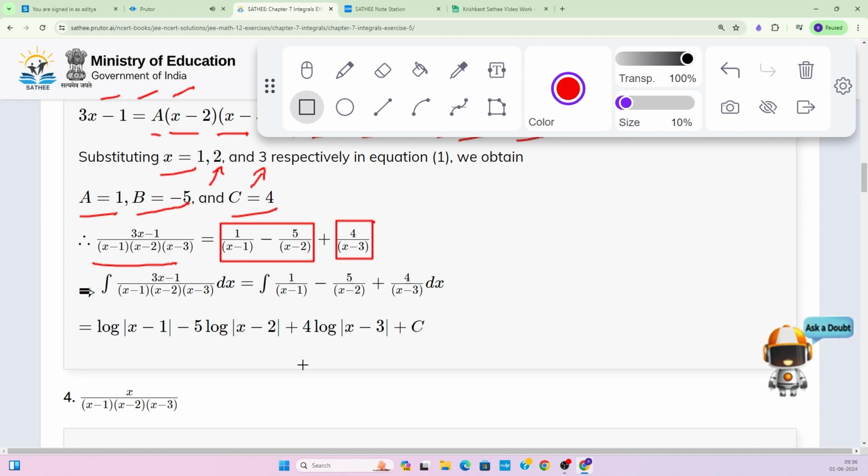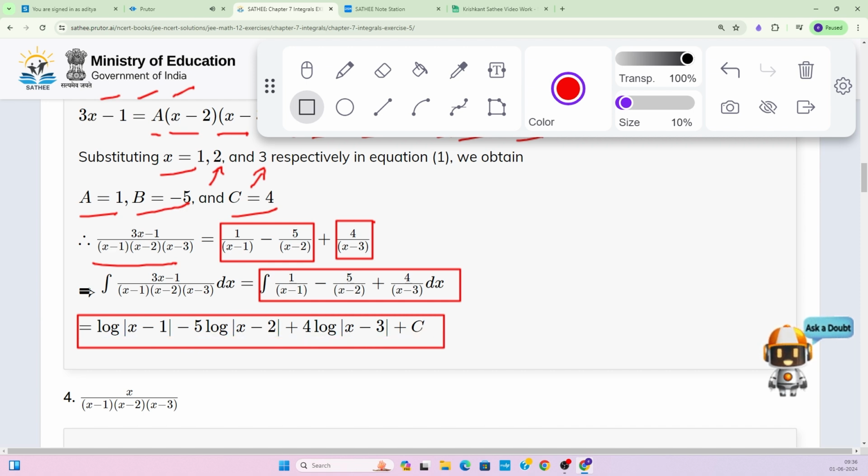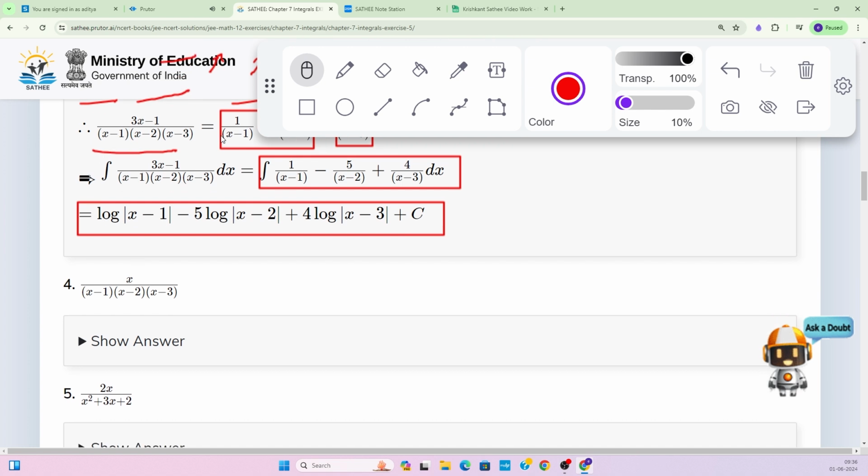Now this means your integration is transformed into this integration. After separating them, you can have log modulus of (x minus 1) minus 5 times log modulus of (x minus 2) plus 4 times log modulus of (x minus 3). If you want to use the log property, you can, otherwise you can leave your answer here. Clear? Let us move next.